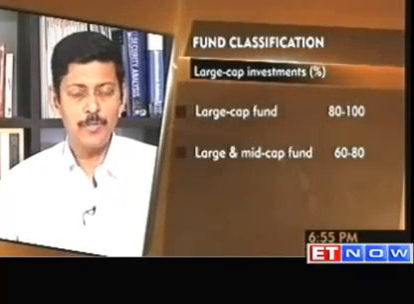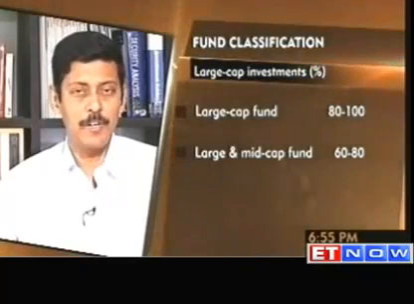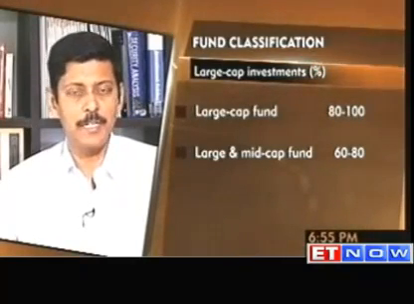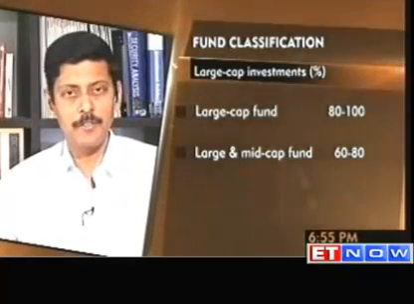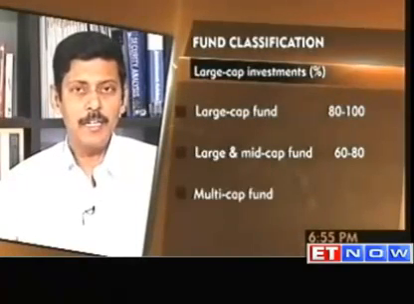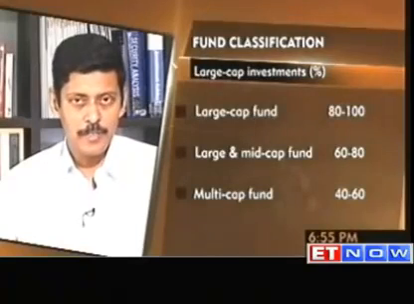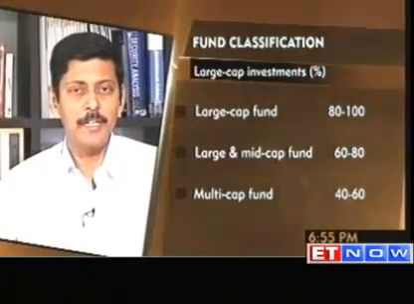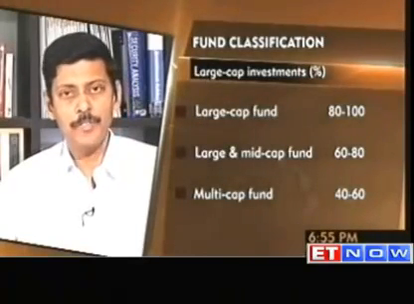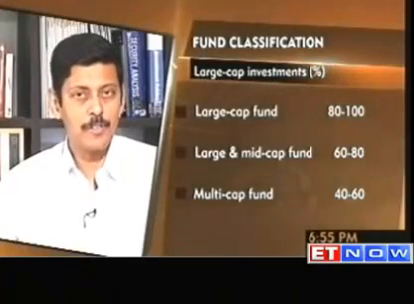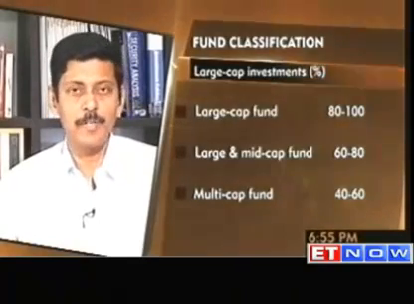Anything between 60 to 80% is a large and mid cap fund, because the rest will be getting allocated to mid cap and smaller cap companies. And for the multi cap, the range is 40 to 60%, and any fund investing over 60% into mid and small cap stocks is classified as a mid and small cap fund.